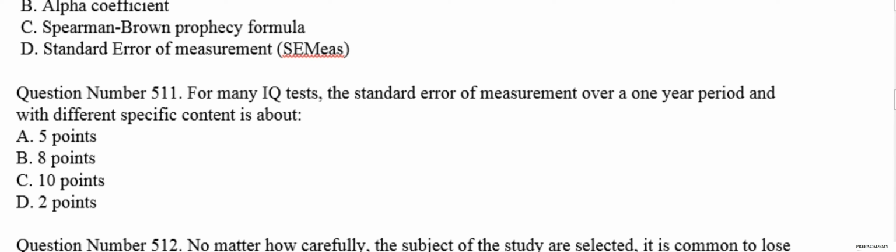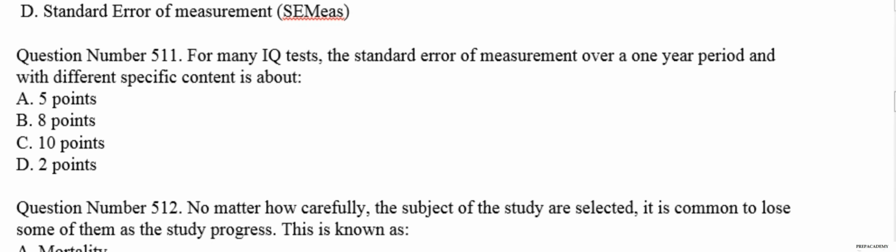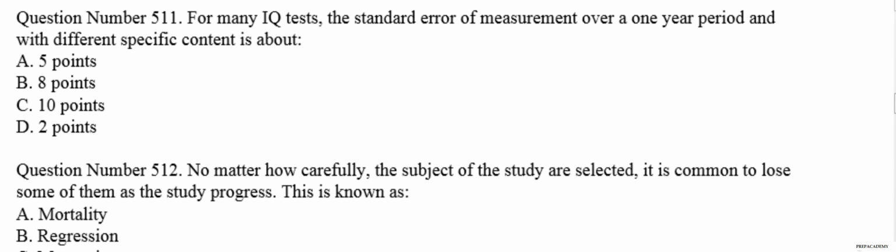Question number 511. For many IQ tests, the standard error of measurement over a 1-year period and with different specific content is about A, 5 points. B, 8 points. C, 10 points. D, 2 points. The correct answer is option A, 5 points.